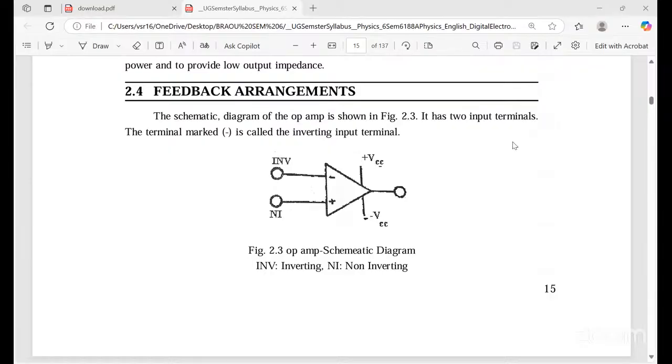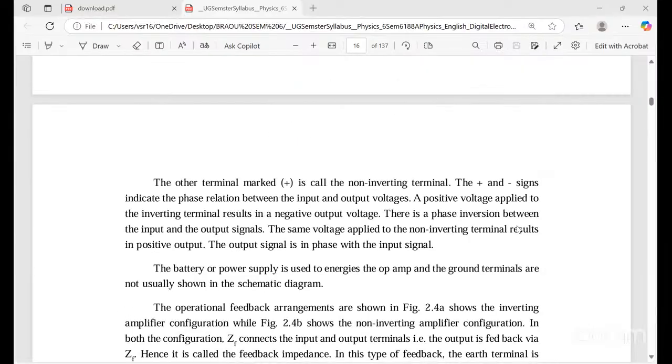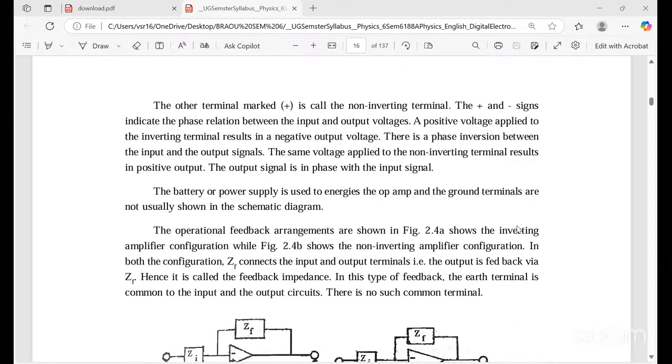So it has two input terminals. INV means inverting, NINV means non-inverting. The positive terminal is non-inverting, minus is inverting, with supply from plus VCC to minus VCC. The terminal marked negative is called the inverting input terminal, and the terminal marked plus is the non-inverting terminal.